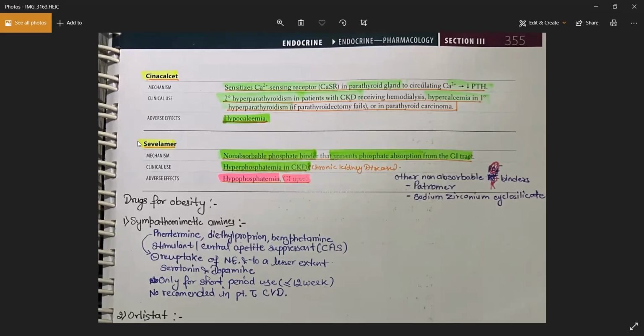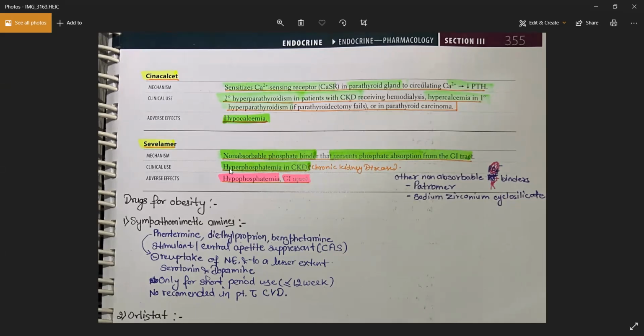Another drug is sevelamer. Its function: it is a non-absorbable phosphate binder. What happens whenever you take this drug? It will bind to the phosphate in your GI tract, and when it binds to the phosphate, the phosphate cannot be absorbed from your GI tract, and as a result, it will be lost in the stools. So this is the function of sevelamer.